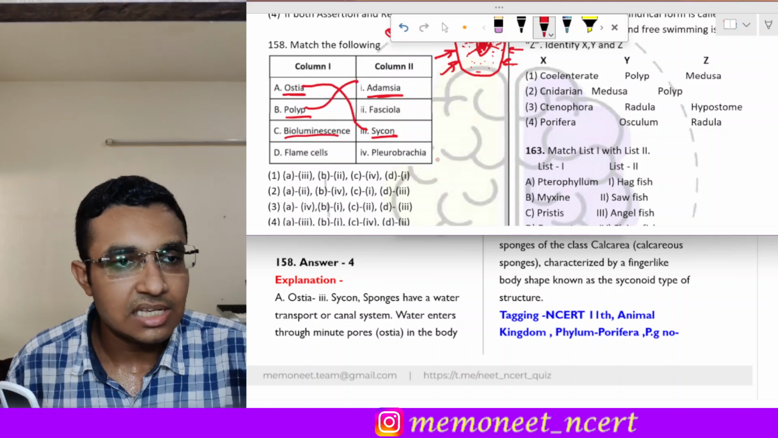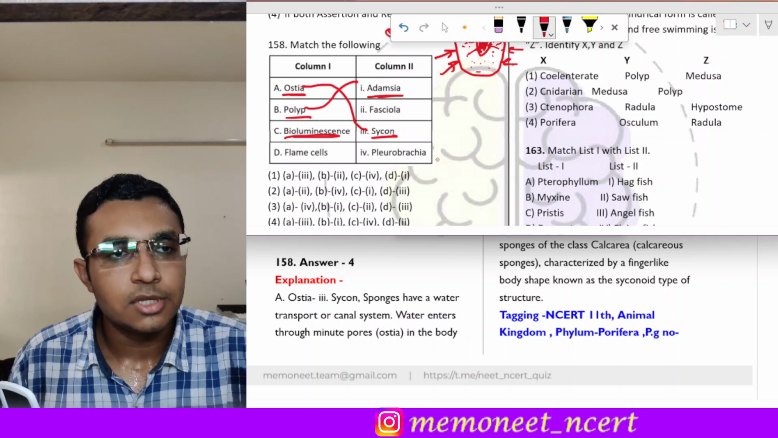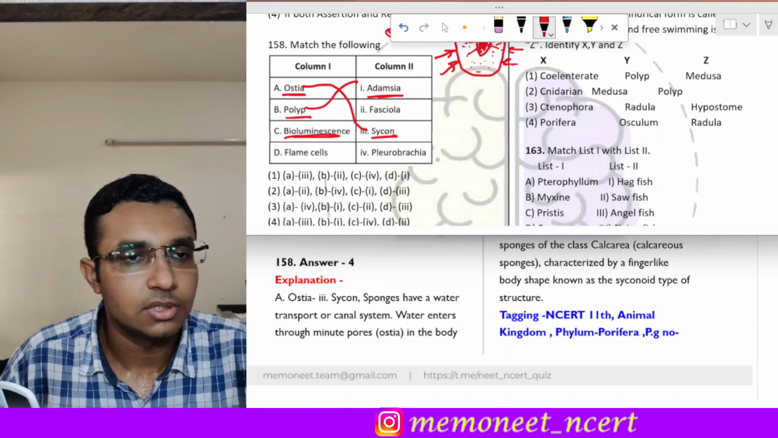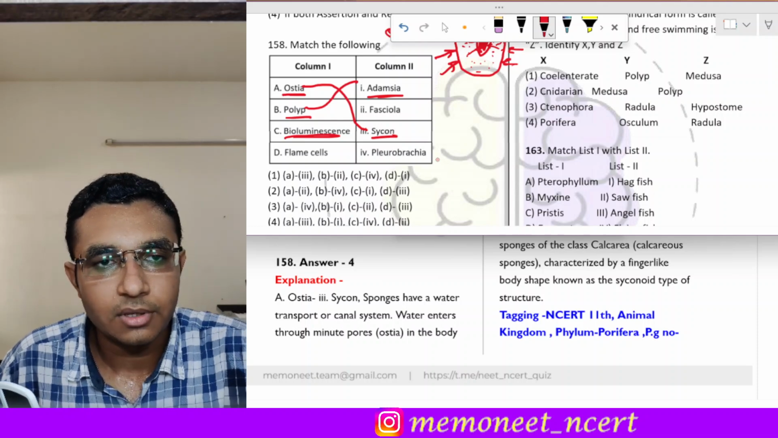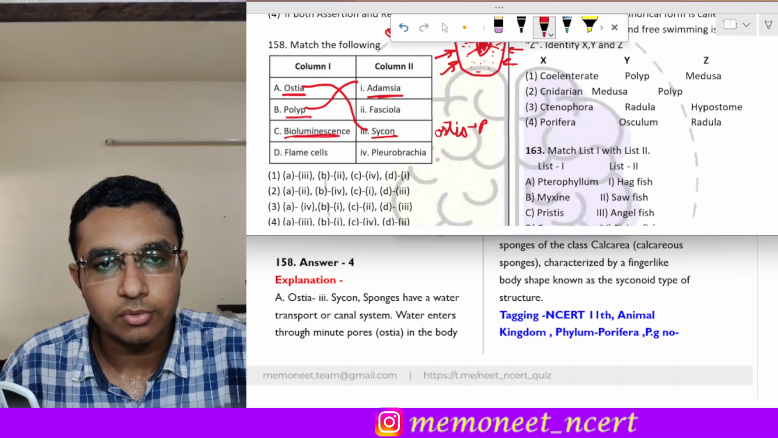Next is C, that is bioluminescence. Bioluminescence is shown by which phylum? So we can mention the phyla also here. So see, ostia are shown by phylum Porifera.